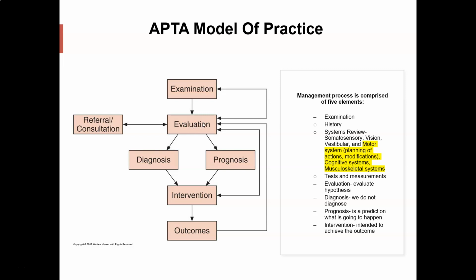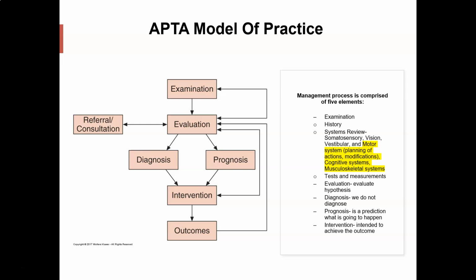But the evaluation, now what's the difference between evaluation and examination? It's very important to understand the difference between an examination and evaluation. So you always start with the examination. And the examination will consist of a history, thorough medical history. Then you're going to do an objective test of a systems review.